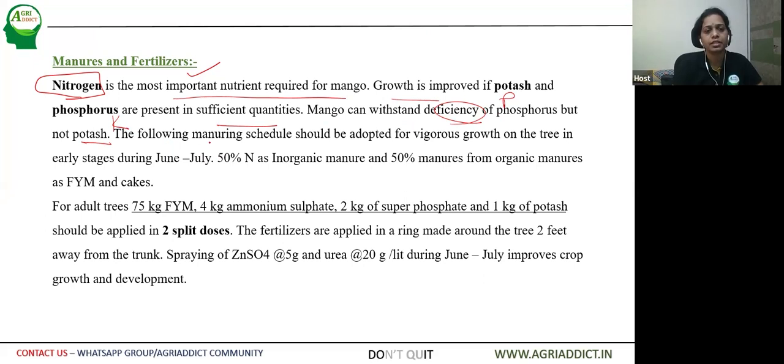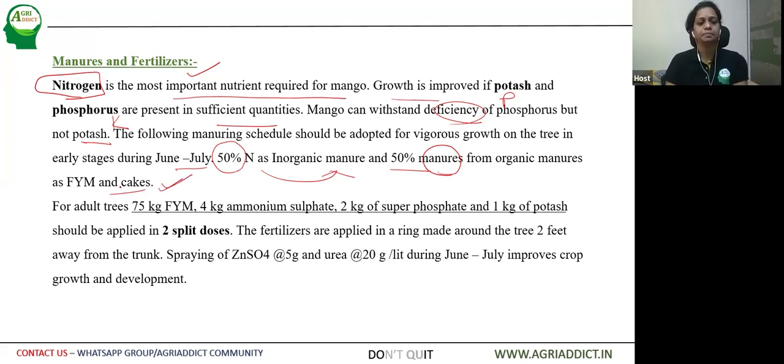For growth and flowering, the following manuring schedule has to be adopted for vigorous growth of the tree during the early stages, that is during June, July. 50% has to be given from an inorganic source, and 50% from an organic source such as manures like FYM and different plant cakes.